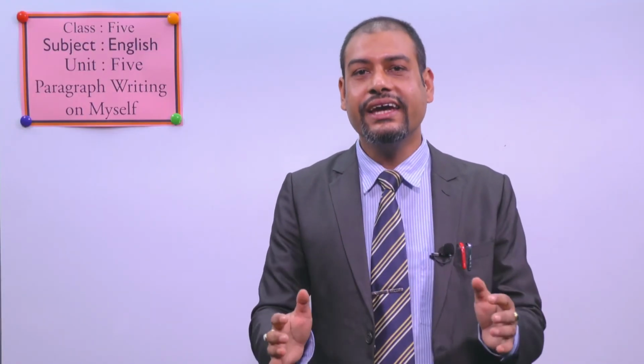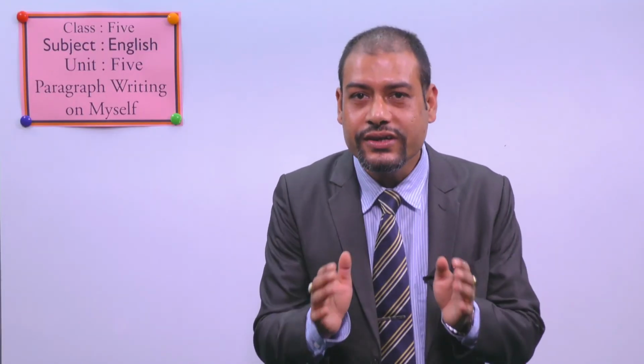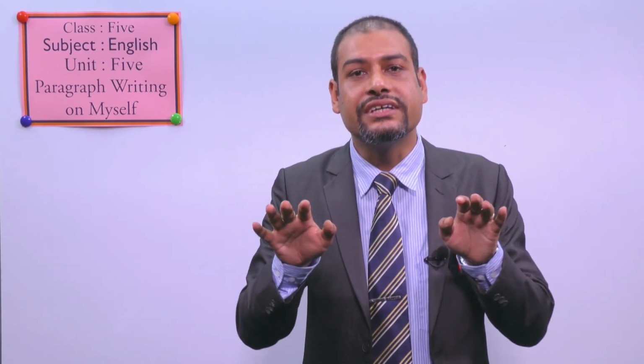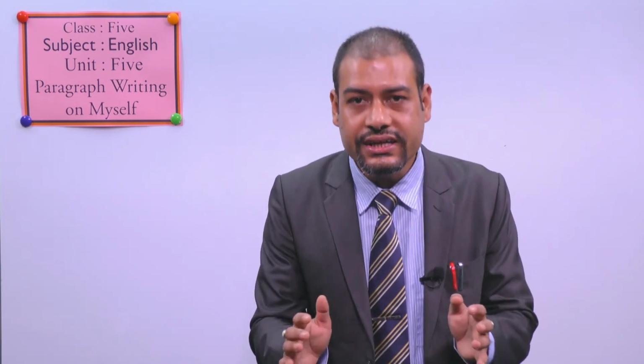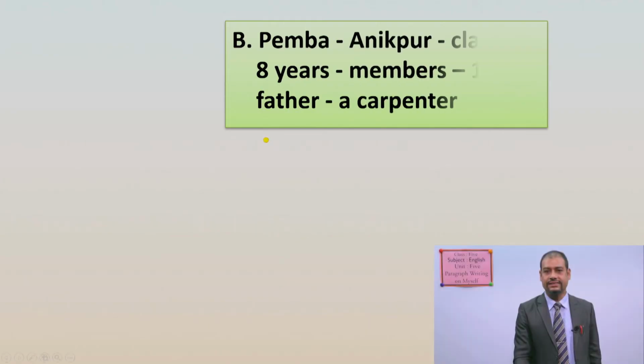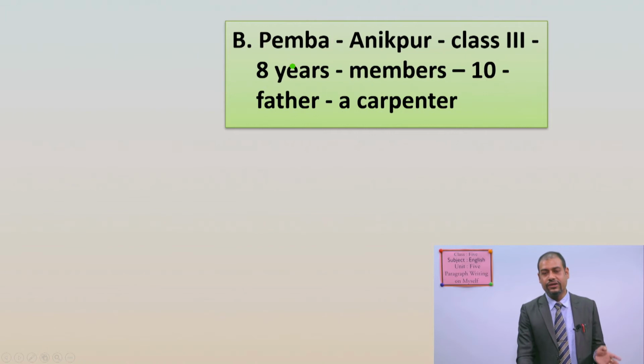If so, again I am going to give you the clues, and again you have to develop a paragraph based on given clues. Okay, be ready for it. Now the clues for you are, see, Pemba, okay, like Mandira, like Kiran, Pemba. Anikpur, see, like Sonapur, like Rampur, Anikpur, address. Then class 3, then 8 years, then members, 10, father, a carpenter. So you have to develop a paragraph. Please start writing.